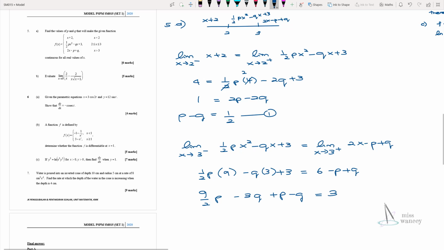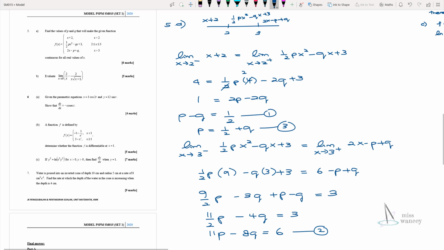So 9 over 2 p plus p, so 11 over 2 p. And then negative 3, negative 1, so negative 4q equal to 3. So let me times everything by 2. So 11p minus 8q is equal to 6. Okay, so from here, I'm going to get the third equation. So this is the second equation. So p is equal to half plus q. So that is the third equation.